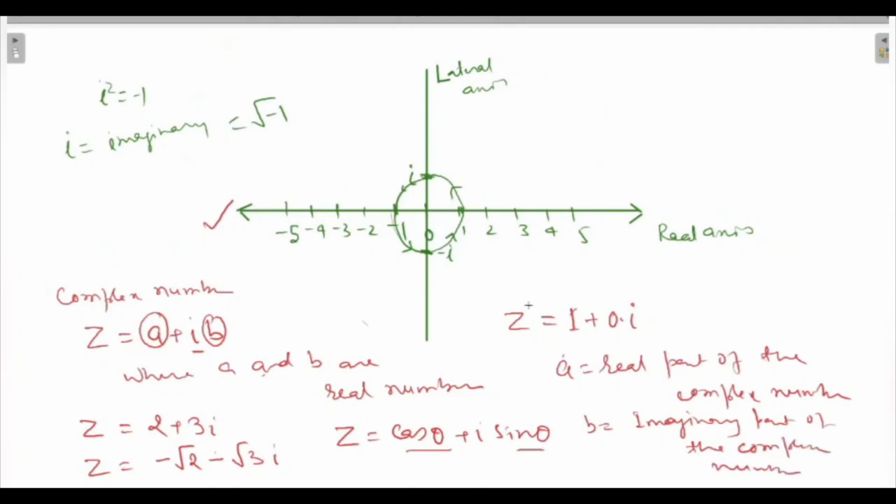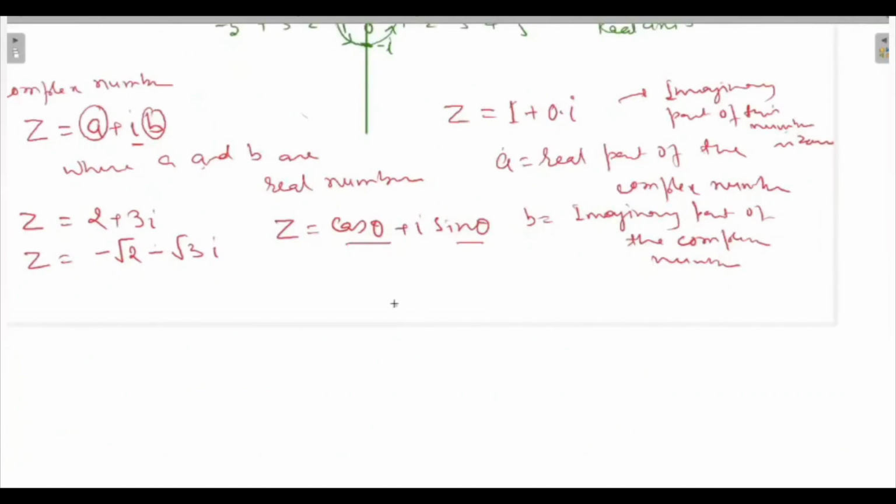So any real number is also a complex number whose imaginary part is 0. In this case, the imaginary part of this complex number is 0. Similarly, there can be a purely imaginary number whose real part would be 0. So 0 plus i, this is a pure imaginary number. This complex number is a pure imaginary number, because its real part is 0.